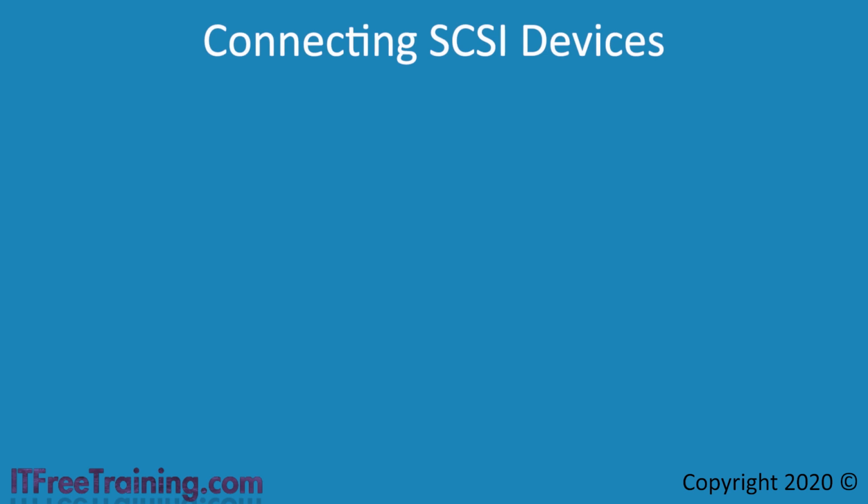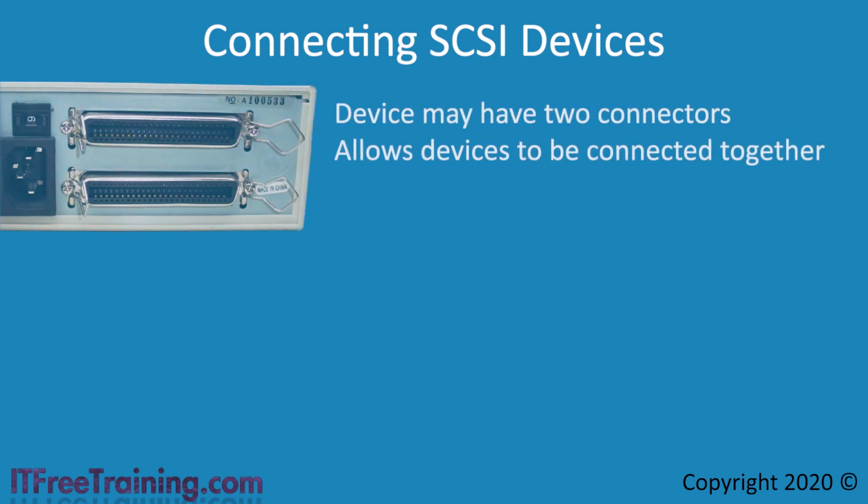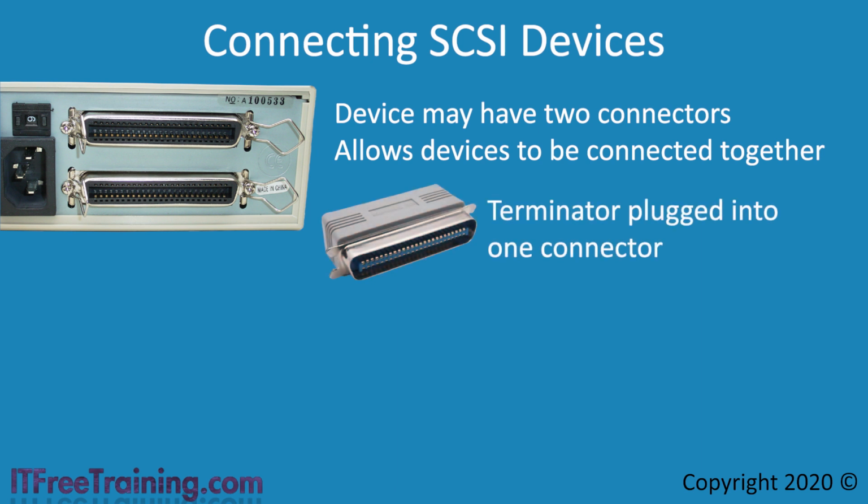Since SCSI allows devices to be connected together, you may find that a SCSI device may have 2 connectors. Devices like an internal hard disk will most likely just have the one connection. External devices like CD-ROMs, external hard disks, and scanners may have 2. To connect multiple devices, you simply connect one device to the next in a daisy chain. The last device in the chain needs to have a terminator plugged in or be self-terminating.